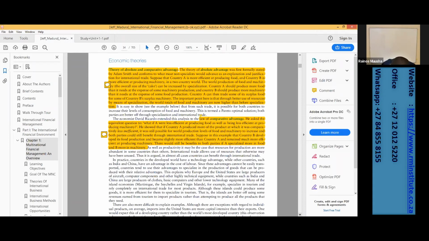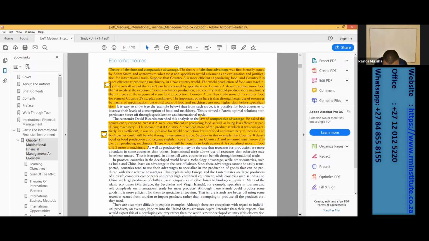So suppose in this example that country B developed its food production and became slightly more efficient than country A, and remained much more efficient in producing machinery. There would still be benefits for both parties if A specialized more in food and B more in machinery.